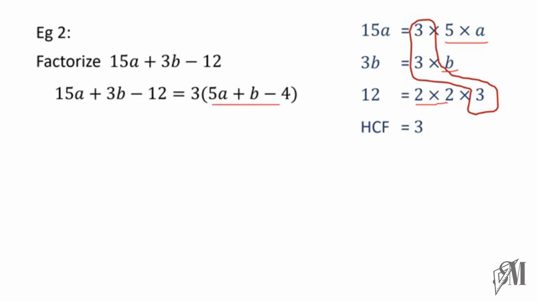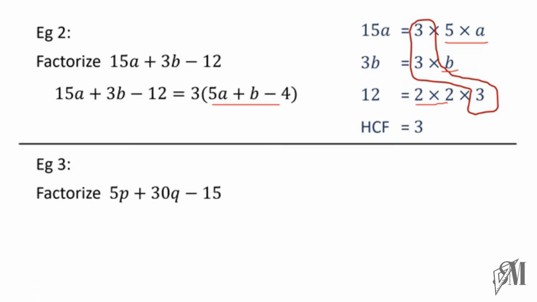The symbols have not changed. Plus and minus in the expression have not changed. So then our answer is 3 times 5a plus b minus 4. Now let's look into another example. This example, I'm going to just show you a different method.